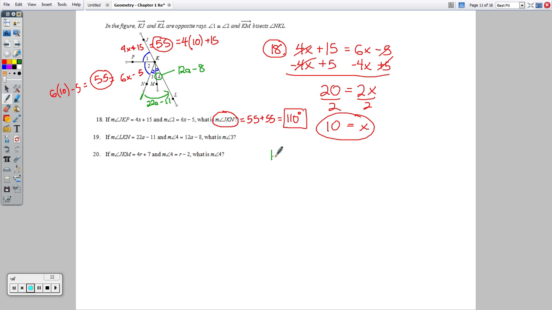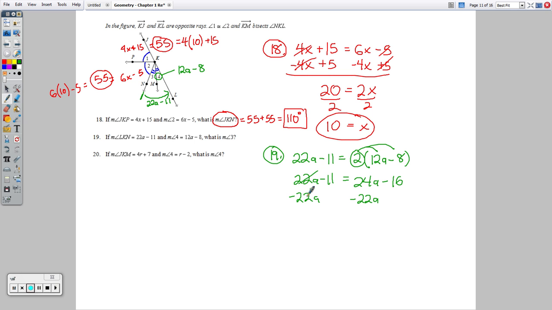So based on that, I could set up another equation. I could say that 22A minus 11 would have to be the same as 2 times this one, 2 times 12A minus 8. And let's solve that now for A. So I'm going to distribute that 2. Got 24A minus 16. Subtract 22A from both sides. That moves the A's to the right, move the integers to the left then. And it looks like you'll have 5 equals 2A. You divide both sides by 2. You'd have 2.5 is equal to A.